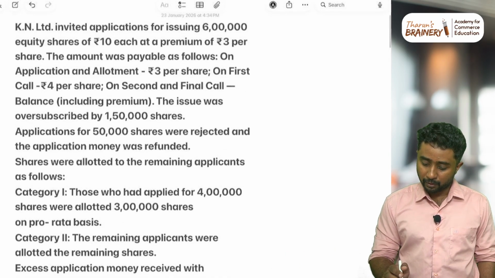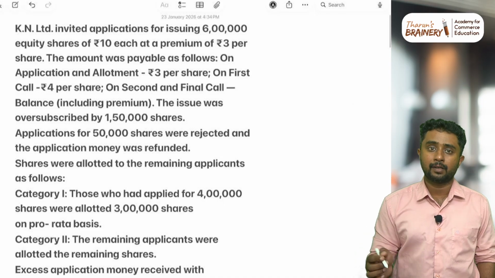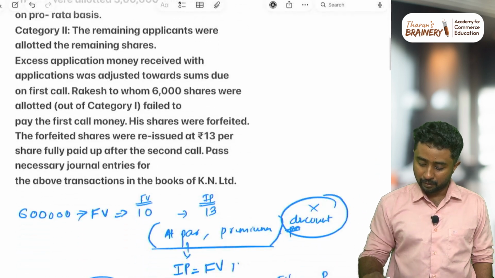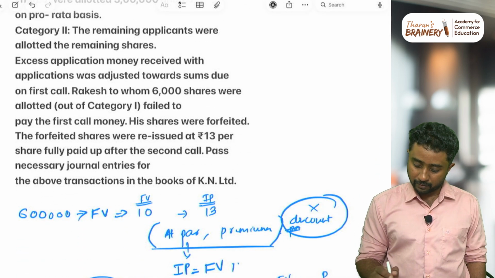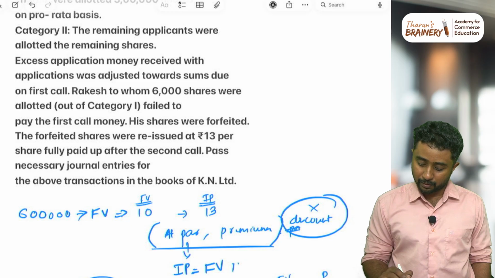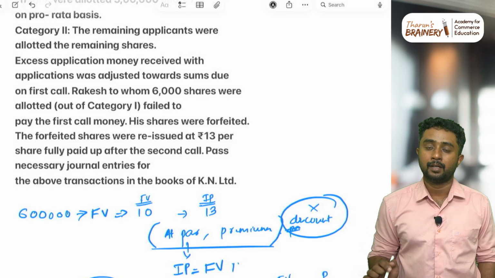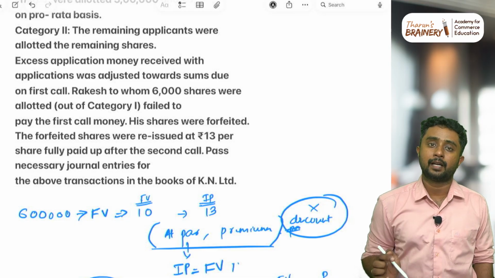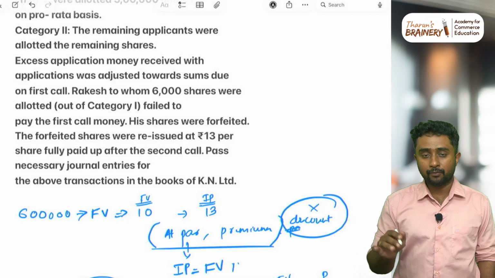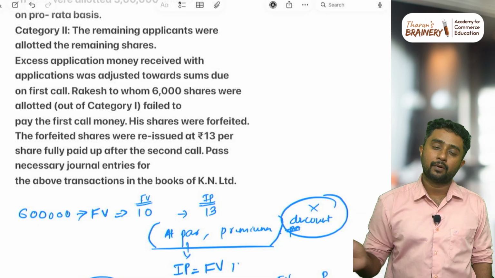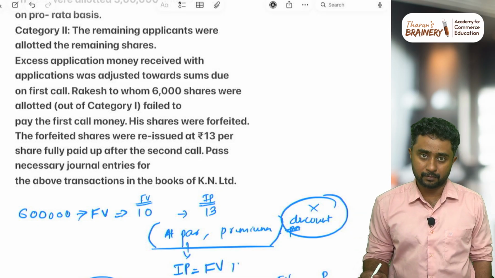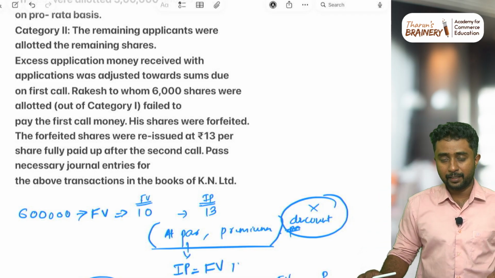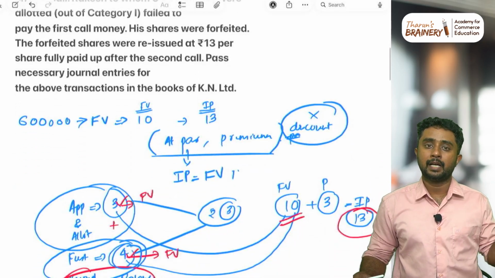Here they say when are they forfeiting? Because we have one more installment to go. First call is there, second and final call is also there. In the second and final call only we are going to collect the premium. Did they say when it is happening? Nothing is mentioned. His shares were forfeited. The forfeited shares were reissued at 13 per share, fully paid up after the second and final call. That means once Rakesh's shares get forfeited only, they are going with the second and final call. That is the meaning of that. After the second and final call was made, they are going for the reissue of Rakesh's shares. That means when you are forfeiting the shares, the entry should be passed immediately after the first call entry.